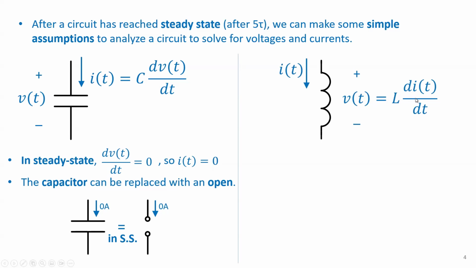And then for an inductor, let's look at the relationship between current and voltage for an inductor. V equals L di dt. Okay, so in steady state, I is not changing. All the voltages and currents after 5 tau have reached steady state.